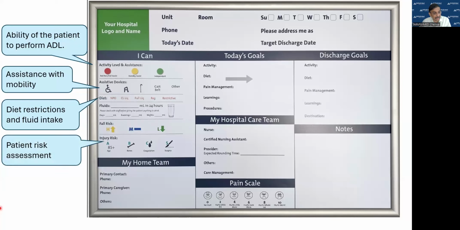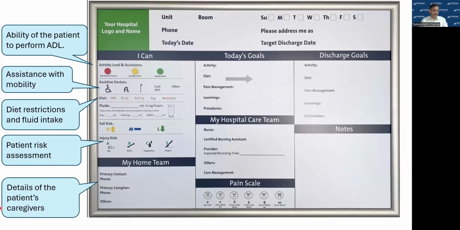And what is the risk? What is the fall risk assessment? Is it high, medium, or low? And what is the tissue injury risk? And any injury to the bone or any coagulation issues? And if the patient is a post-op patient, everything is there. And the My Home team is actually the patient's relatives to contact, because otherwise we'll be running around looking into the case sheet, wasting a lot of time, when you want to call the patient's relatives. All these numbers are there on the whiteboard itself.